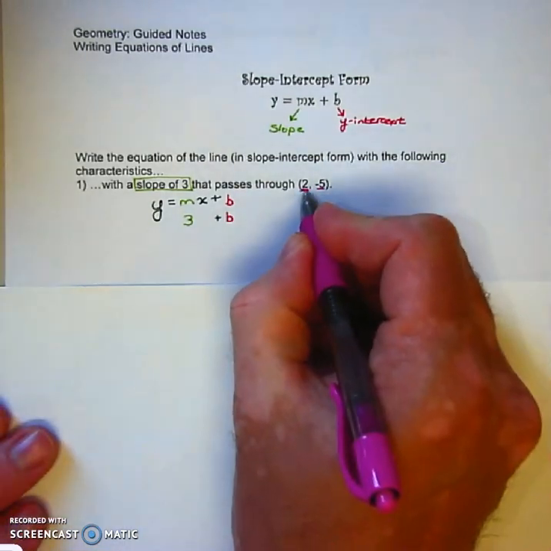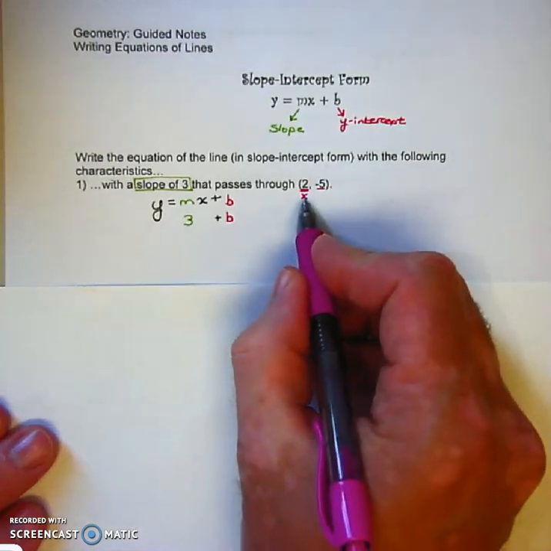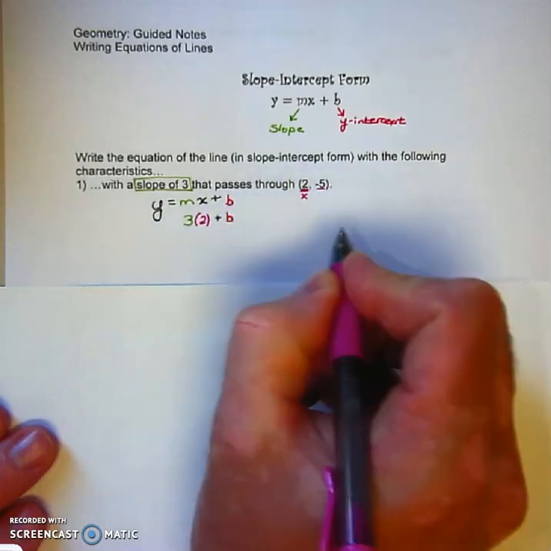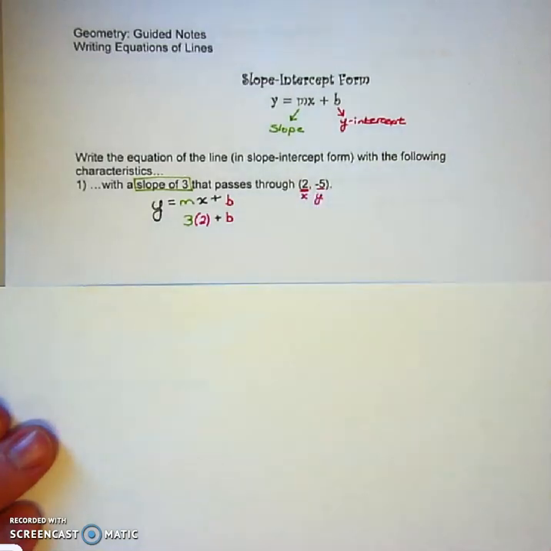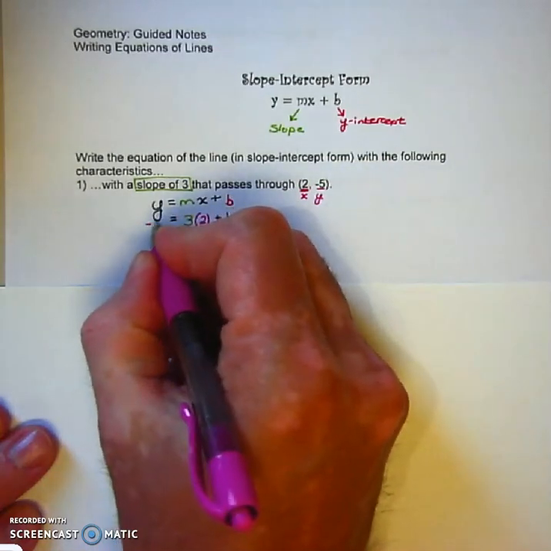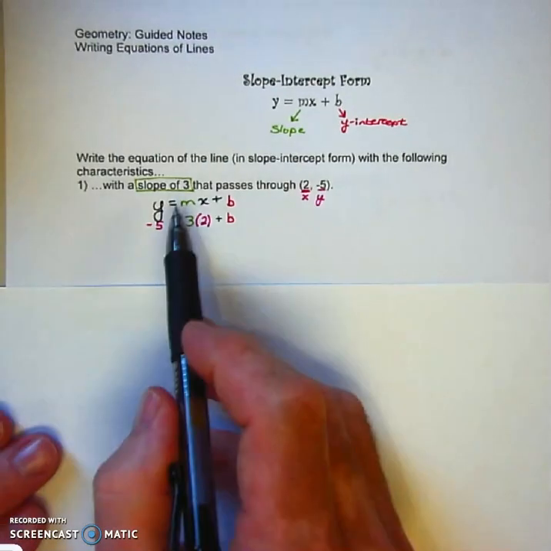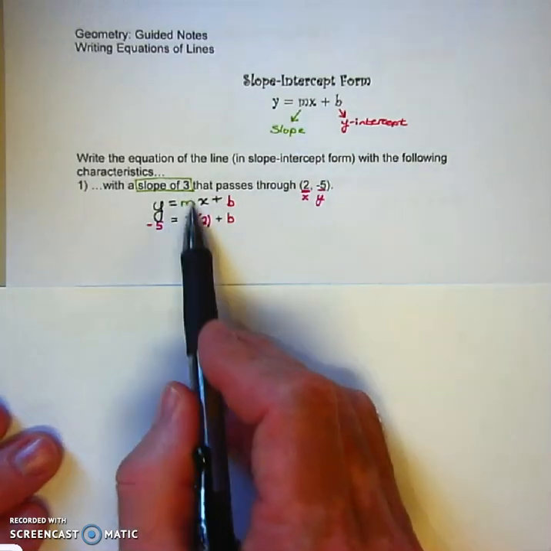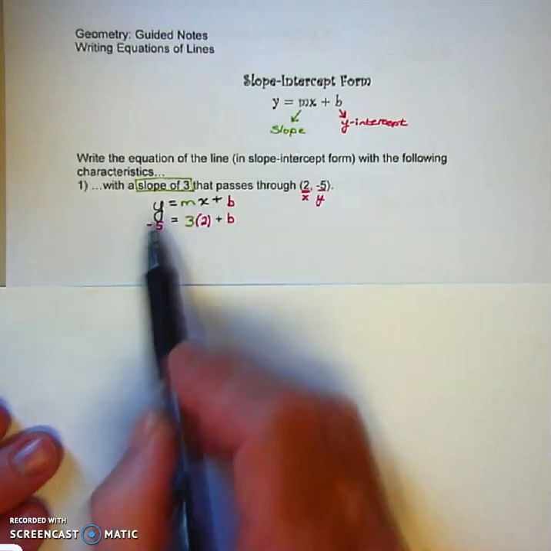But I do know an x value that this line goes through. I know that this line passes through an x value of 2, so I could put a 2 right in there for x. I also know when x is 2, the y value is -5, so I could put a -5 in for the y value. I'm using this generic equation and plugging in the things I do know: the slope was 3, I had an x value of 2 and a corresponding y value of -5.